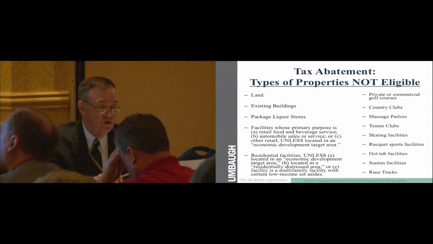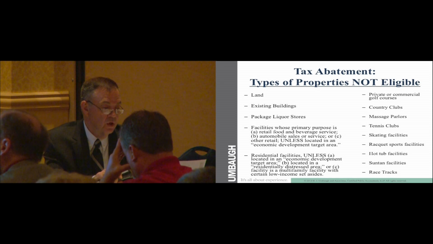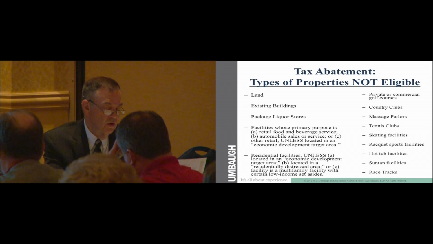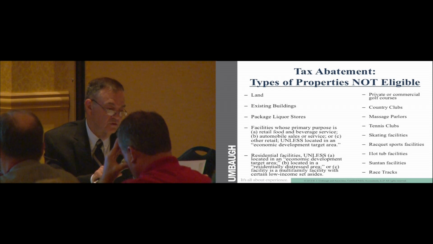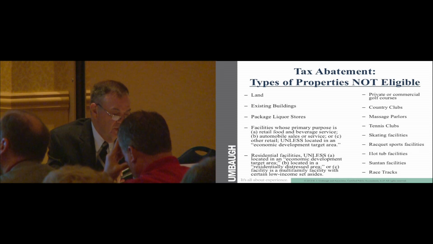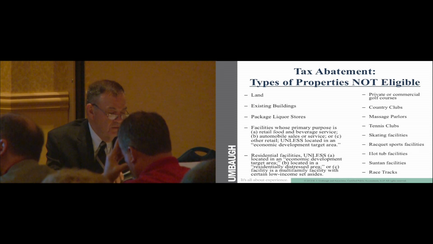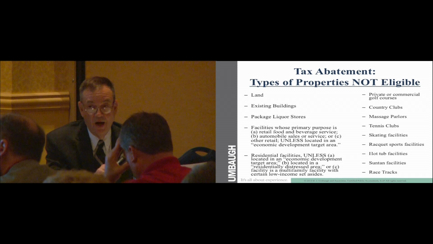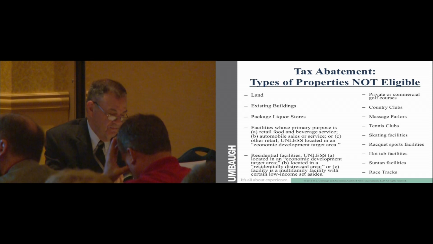You can't abate the taxes on private or commercial golf courses, which comes as a great disappointment to my friend to the right here, who would very much like to pay less money to tee it up. Also, you cannot abate taxes on massage parlors, tennis clubs, skating facilities, racket sports facilities, hot tub facilities, suntan facilities, or racetracks.